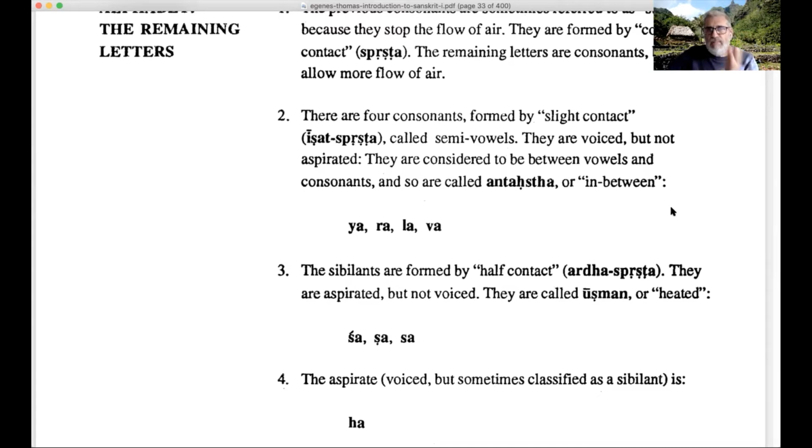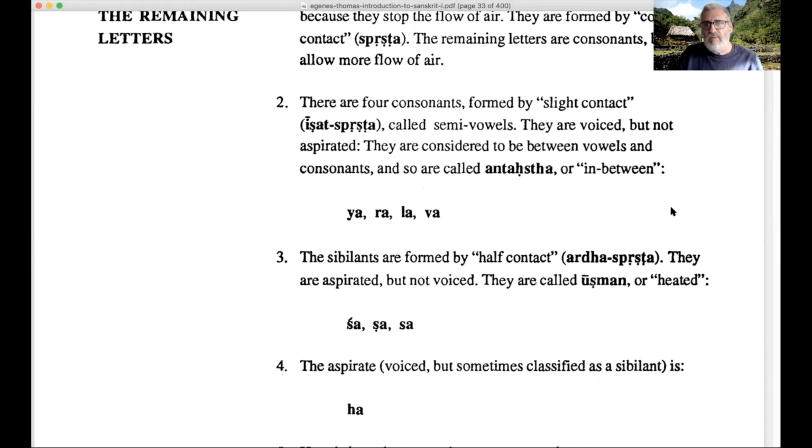Okay, so they're also called in between. So as we say in English, semivowels, right? So they're also called antahstha. The word stha comes from the verb tishthati, which we have in pratishtha for installing a deity to make it stand on the altar, right? So stha means to stay or to stand. So antahstha means to stand between. So they're called antahstha or ishat sprishta. Ya, ra, la, and va. These are semivowels.